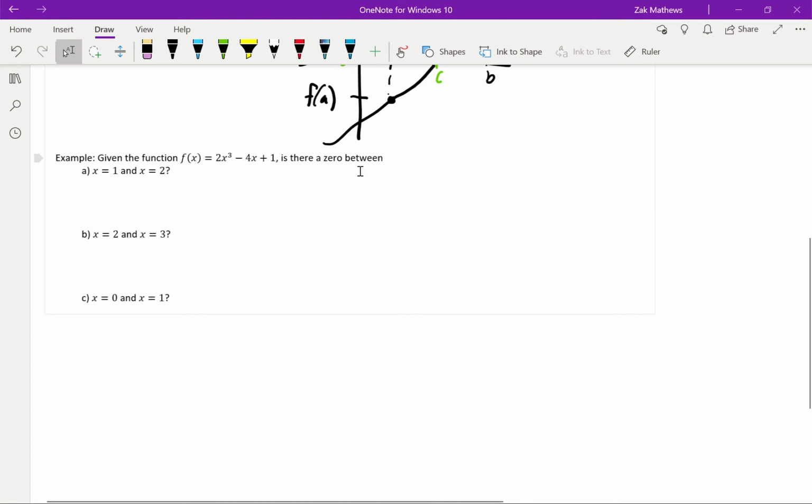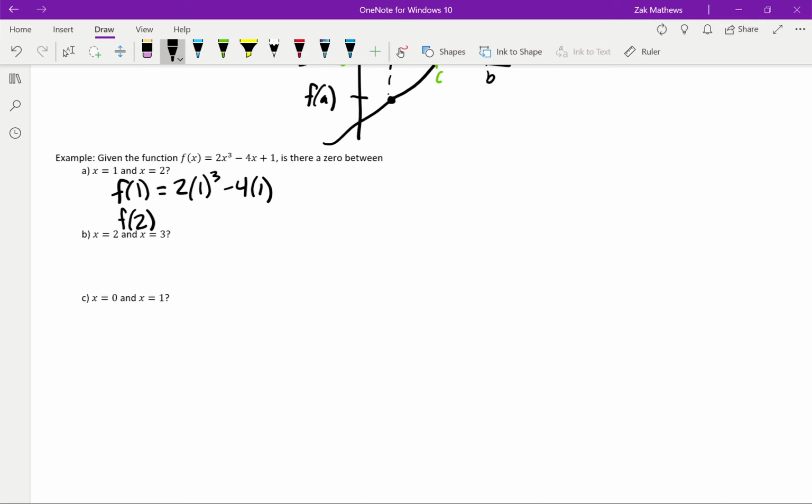Let's determine if there is a 0 between x is equal to 1 and x is equal to 2. Well, to do this, I need to consider the signs of the y values. So I'm going to look at f of 1, and f of 2. F of 1 will have 2 times 1 cubed minus 4 times 1 plus 1. So this would be 2 minus 4 is negative 2, plus 1 is negative 1. F of 2 will have 2 times 2 cubed minus 4 times 2 plus 1. 2 cubed is 8, times 2 is 16, minus 8 will be 8, plus 1 is 9.